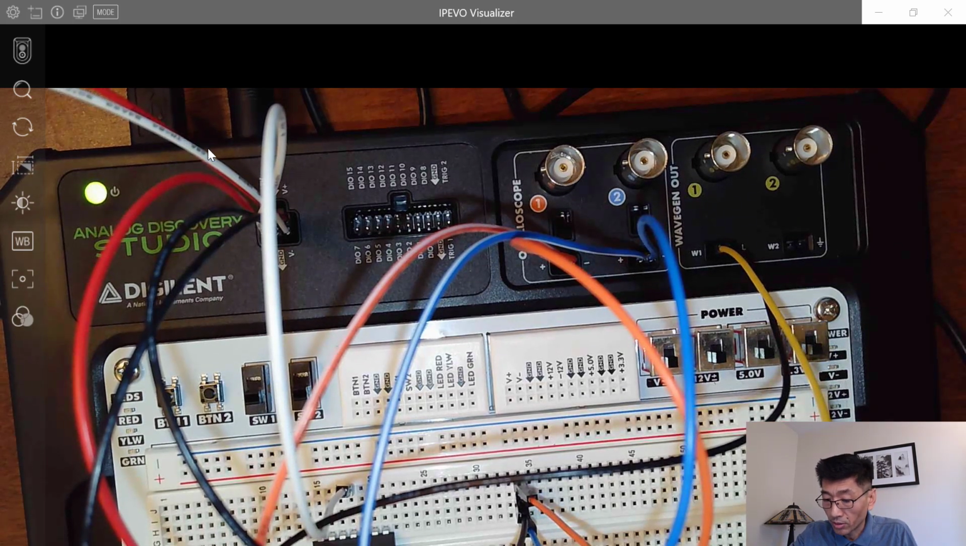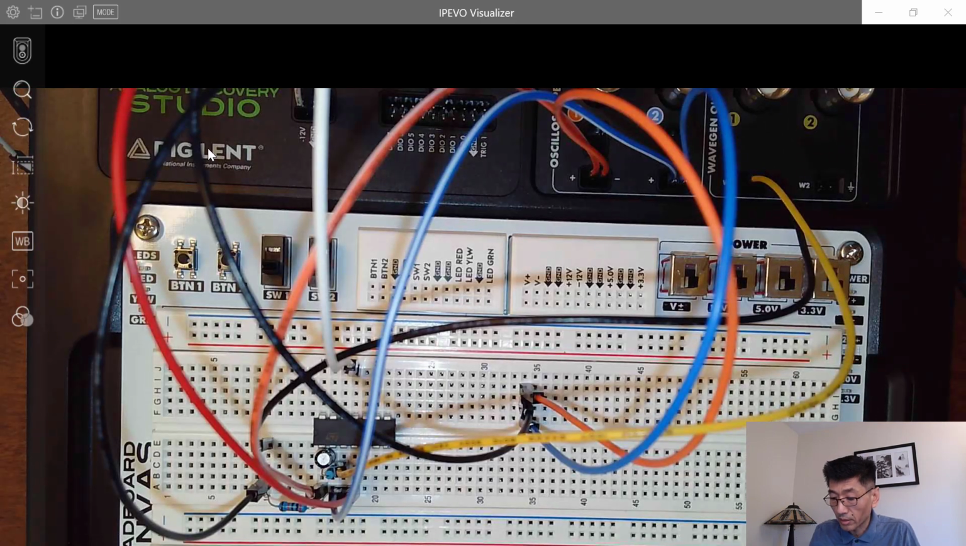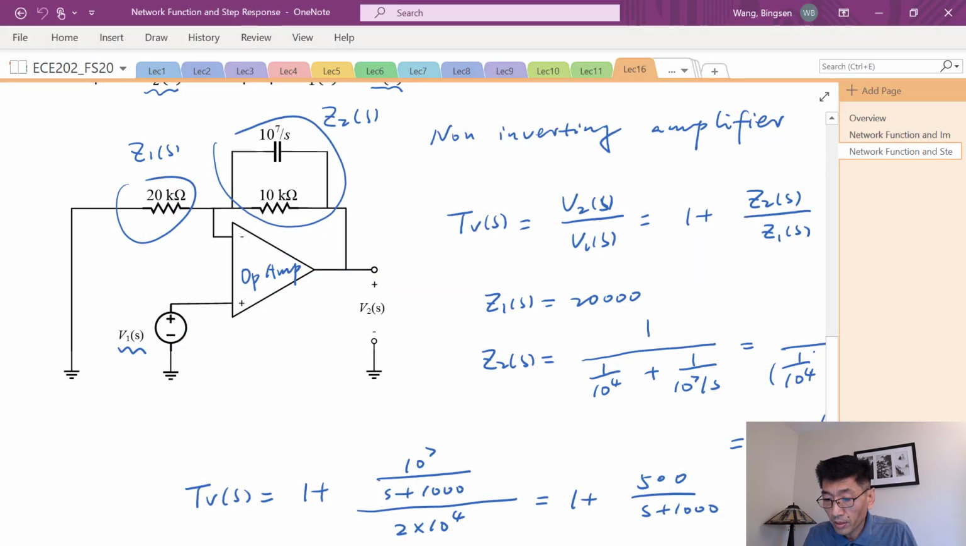Here I connected a circuit that basically replicates the example we just did. The example we did was this circuit here. So I have a 20 kilo ohm and 20k resistance and a 10k resistance, and in this case the capacitance, which had the impedance 1 over Cs, right? 1 over C is 10 to the power 7. That means the capacitance is 0.1 microfarad.